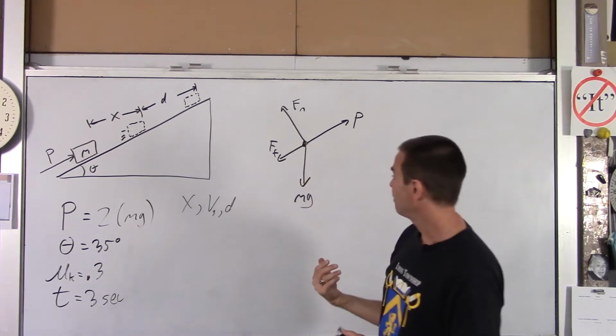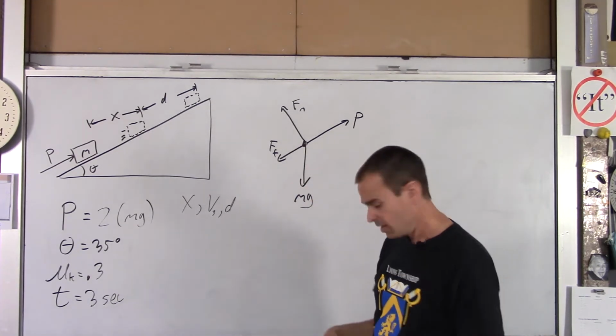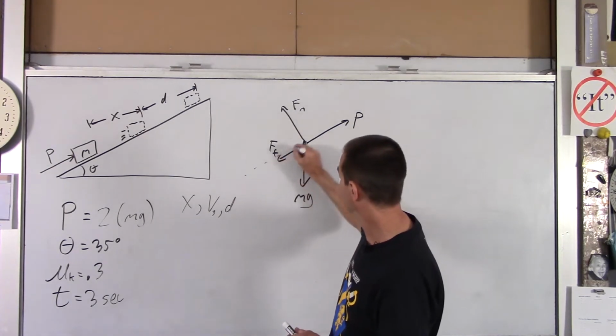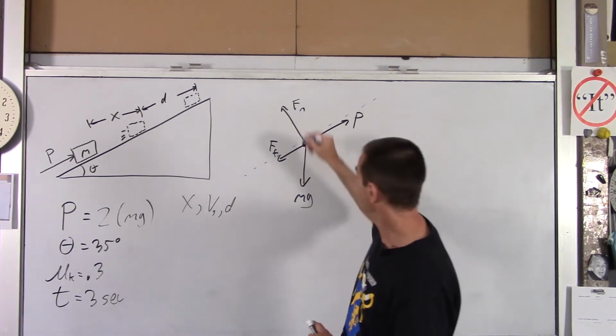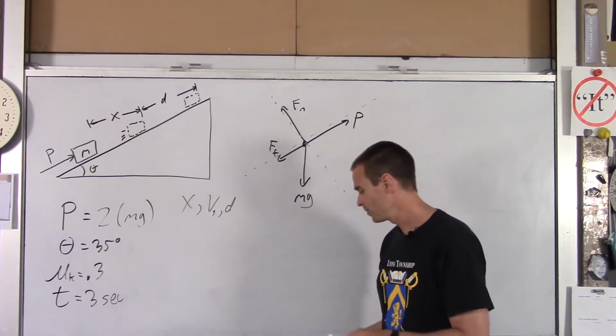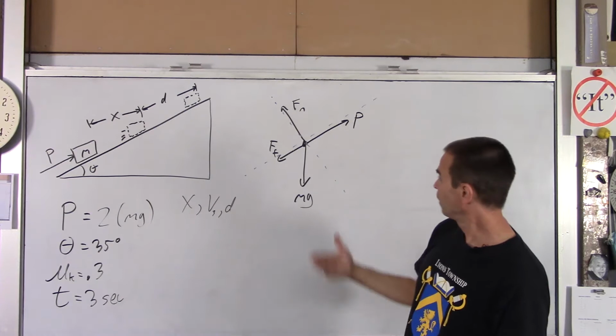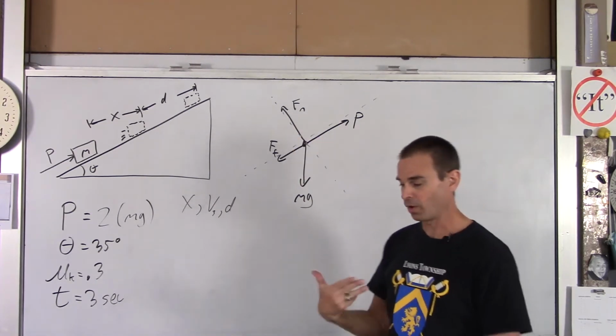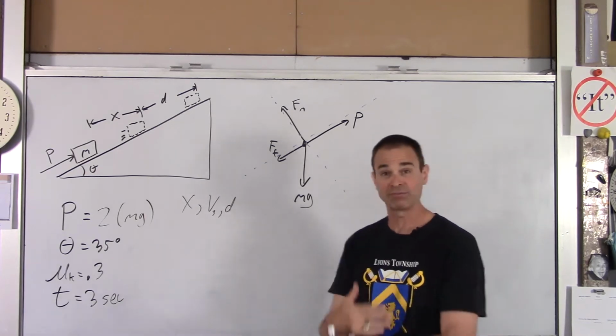Now we're going to split the forces up into components that are parallel to the motion and perpendicular to the motion. You'll notice that 3 of the 4 forces are already parallel or perpendicular to the motion, so we don't have to do anything with those.